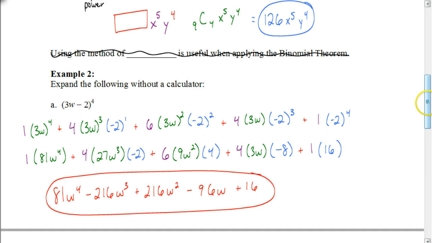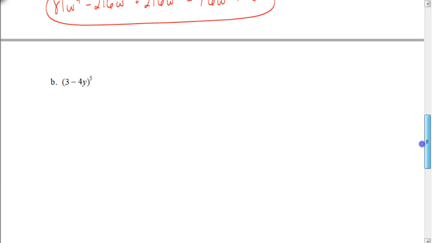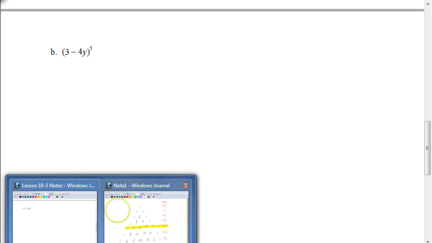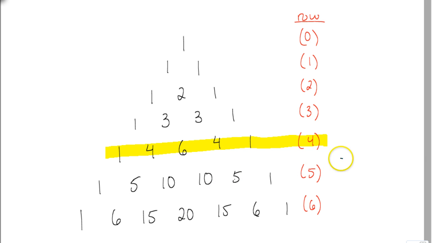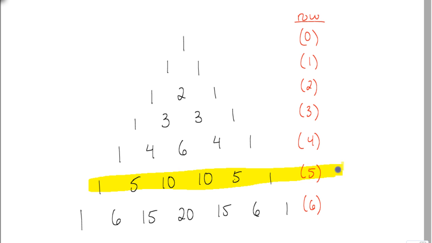Now I want to make sure that you know how to do this, so I want you guys to take about 5 minutes. It'll take about that long for you to be able to expand this one out. So we have 3 minus 4y to the fifth power. Again, to make things easier, use Pascal's triangle. So this time, in Pascal's triangle, we're looking at the fifth row, since we're dealing with the fifth power. So these are the numbers that we would use as our coefficients, the 1, the 5, the 10, the 10, the 5, and the 1.